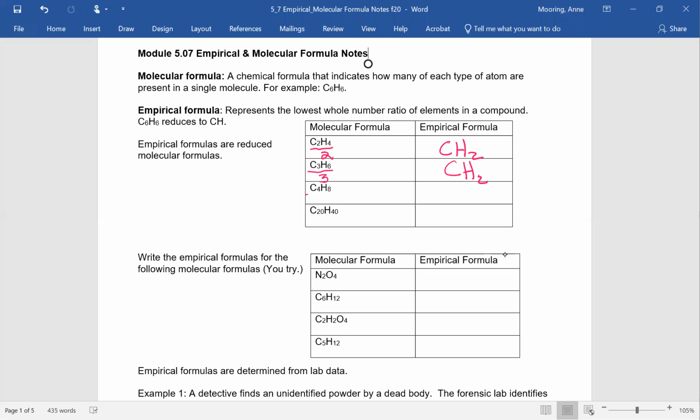C4H8, we can divide through everything by 4. So the reduced formula is again CH2. And then C20H40, we can divide everything through by 20. So this also reduces to CH2. Notice that all of these molecular formulas have the same reduced or empirical formula.